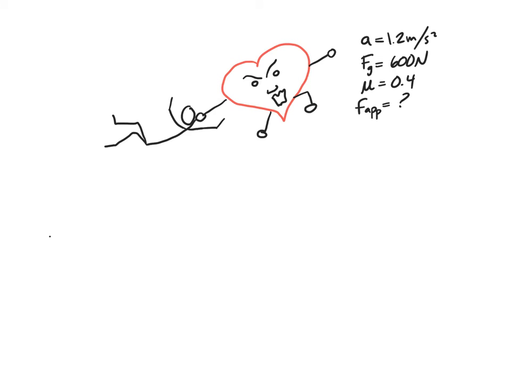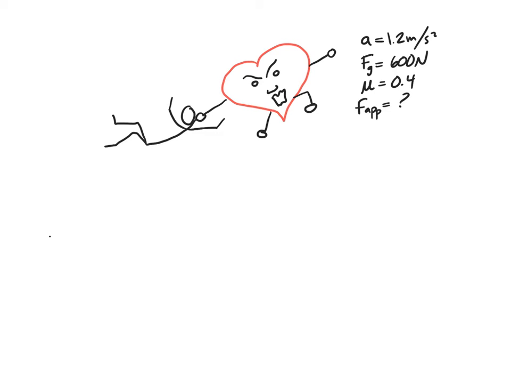Okay, and this one, Valentine's Day is dragging you forward with an acceleration of 1.2 meters per second squared. You have a weight of 600 newtons, and the coefficient of kinetic friction between you and the ground is 0.4. They're asking you how hard is Valentine's Day pulling you forward. So that's your force applied.